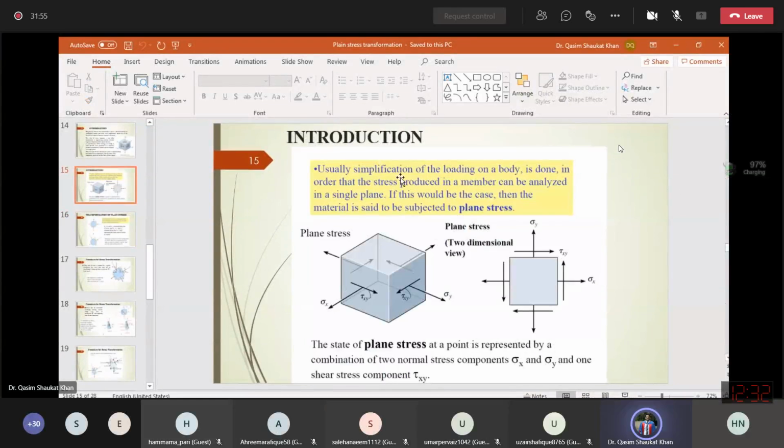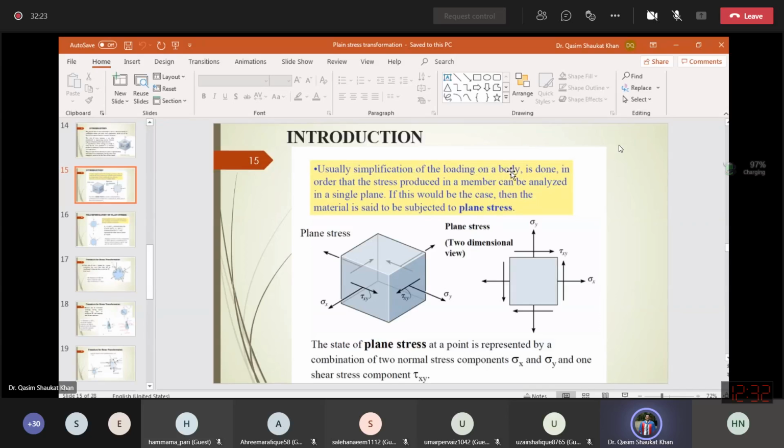So usually simplification of the loading on a body is done in an order that the stress produced in a member can be analyzed in a single plane. And if this would be the case, then the material is said to be subjected to the plane stress. So this is basically the definition of the plane stress, because we will be working on plane stress transformation. So what is plane stress?